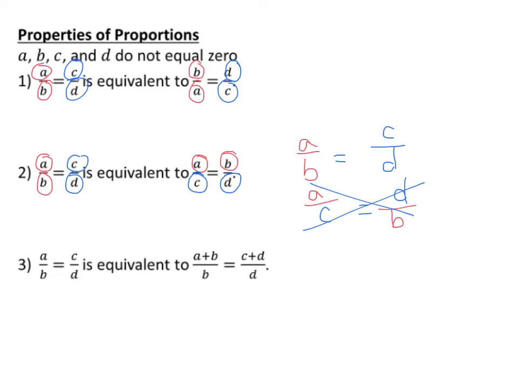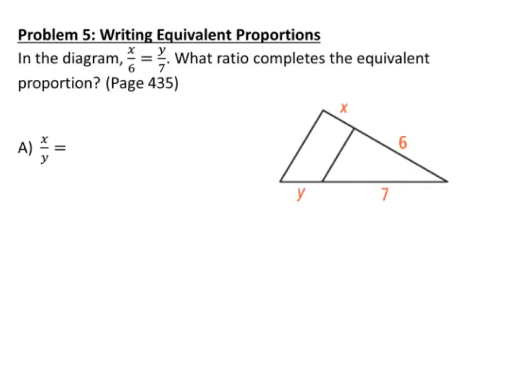Okay, and then the last property, we can add them up, so A plus B over B is the same if we add these up, C plus D over D. So let's use those properties to write equivalent proportions.